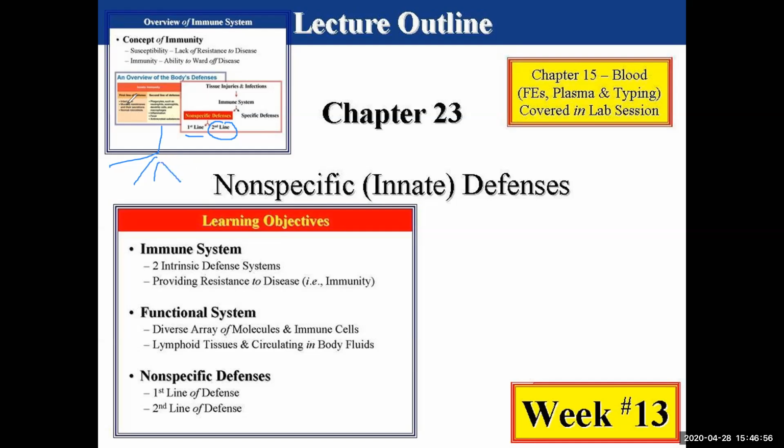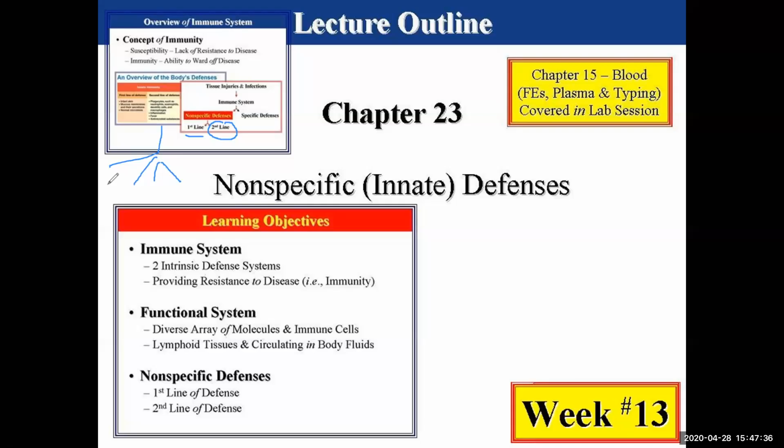Okay, the first line of defense had three, the second line of defense has four. The first one, we are talking about cells that can kill by phagocytosis. And these cells are called phagocytes. There are four examples of phagocytes: macrophages, neutrophils, eosinophils, and dendritic cells. So those are the types of phagocytes.